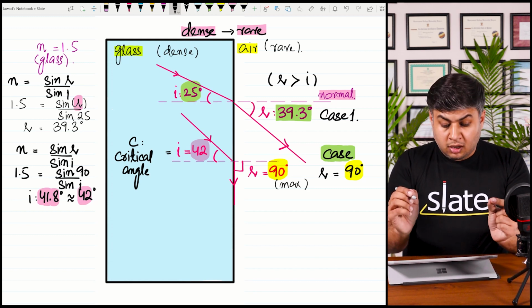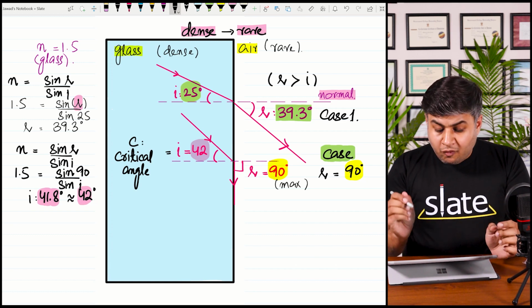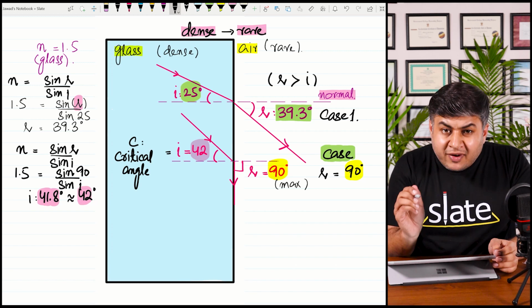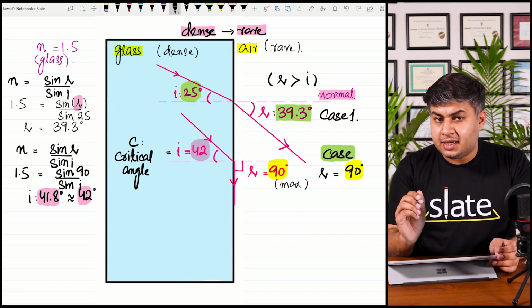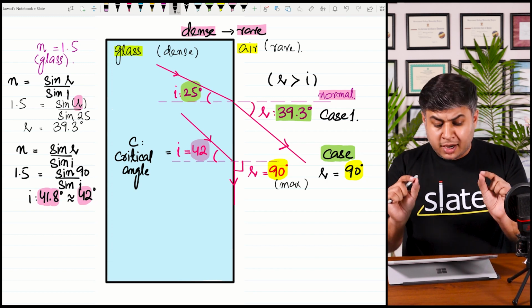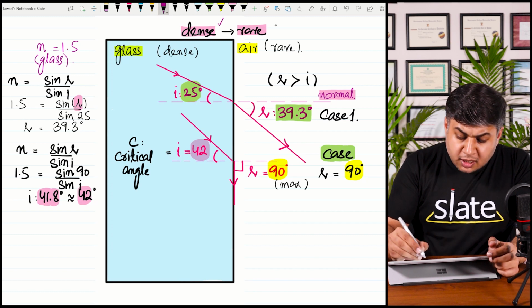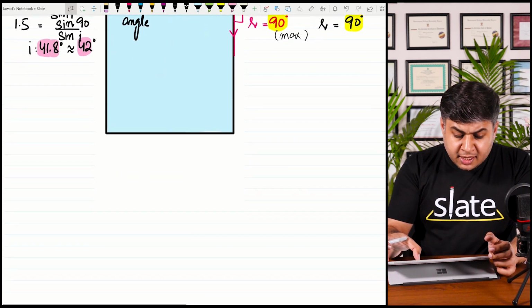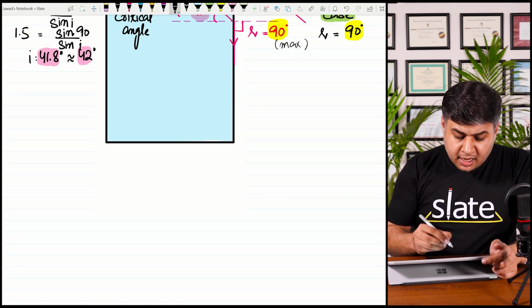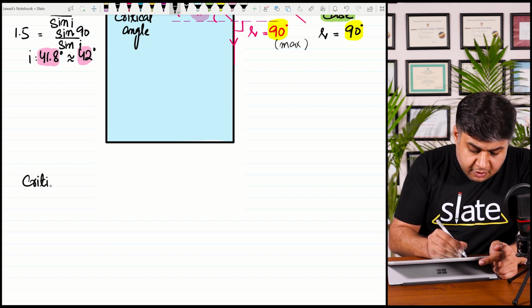Critical angle is the angle of incidence in dense medium, which in this case is glass, for which the angle of refraction is maximum and that value is equal to 90 degrees. Once again there is a constant reminder that this is only possible when rays are moving from dense medium to rare medium, right? So we are writing critical angle. We will come back to this diagram again, but before that, you find out the definition of critical angle. We will write the definition of critical angle.